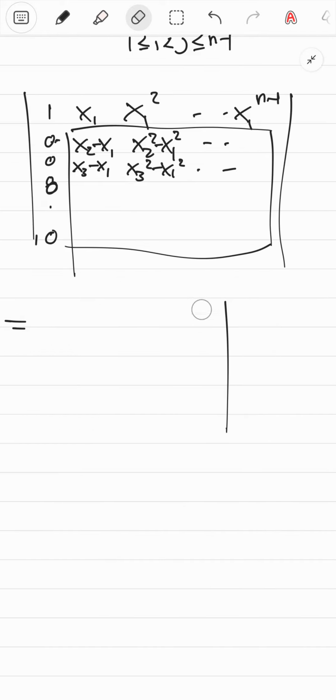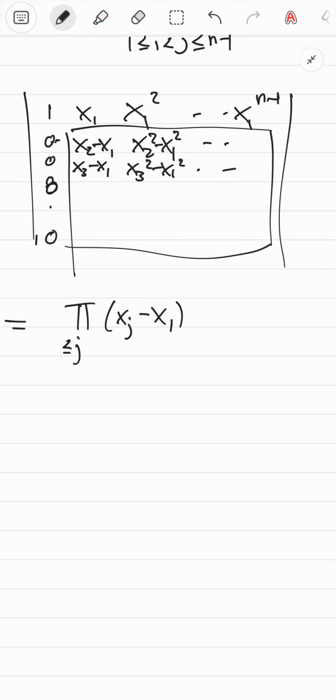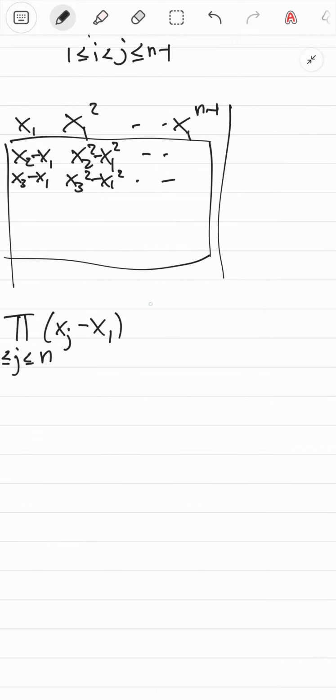And in fact you can factor out all of these things, x2 minus x1 and so on, so you'll just take that out. In fact, I'll put that in a product. So it's the product of xj minus x1, I shouldn't say xi because there's only one x1 really, where j starts off at 2 and you end up at n. Okay, this product times this determinant.